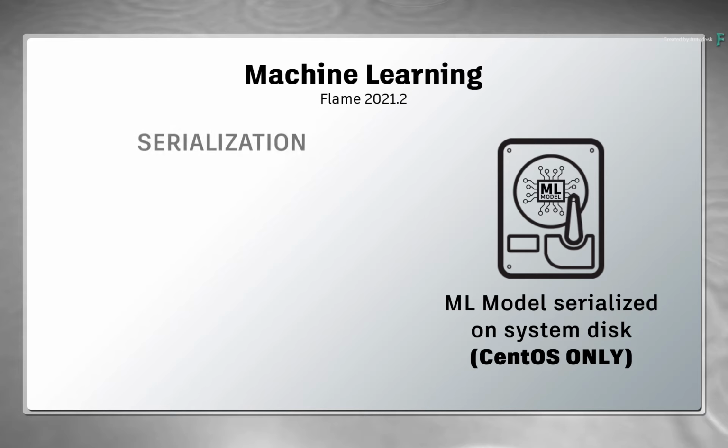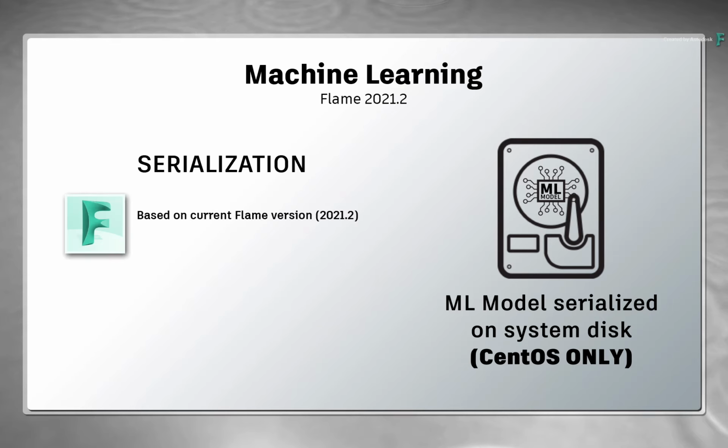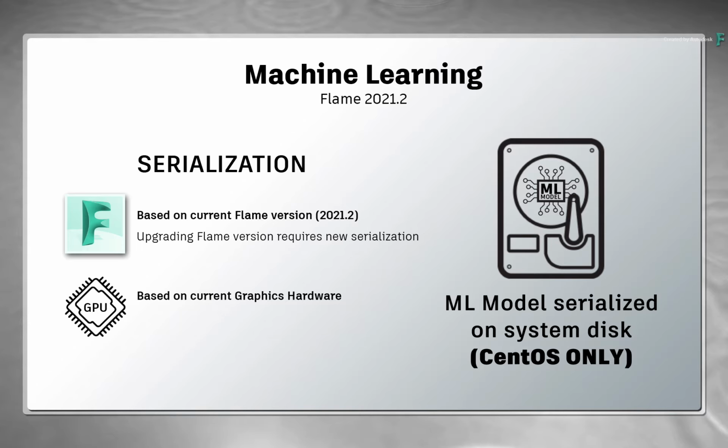Now, the stored serialization of the machine learning model is based on the current version of Flame and the system's graphics card. So if you were to upgrade to a newer version of Flame, there may be a newer machine learning model that requires a new serialization. And if you are using a different graphics card, the serialization will have to be redone to work correctly across the new graphics hardware.